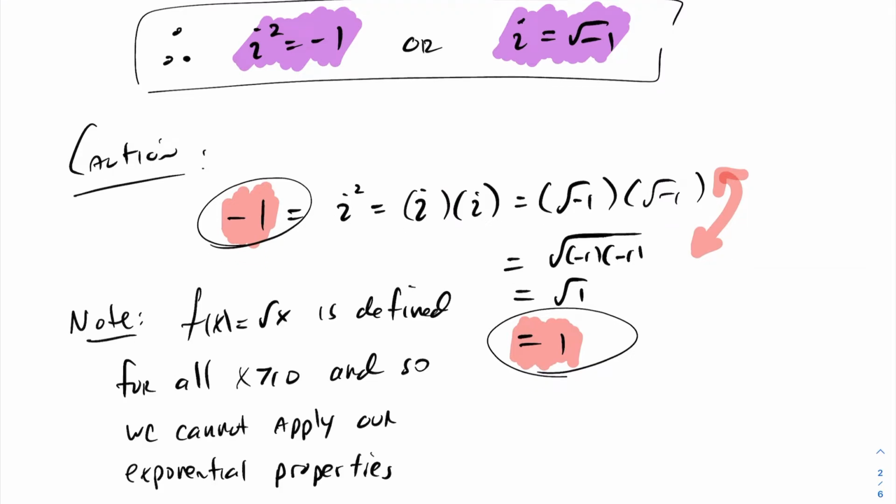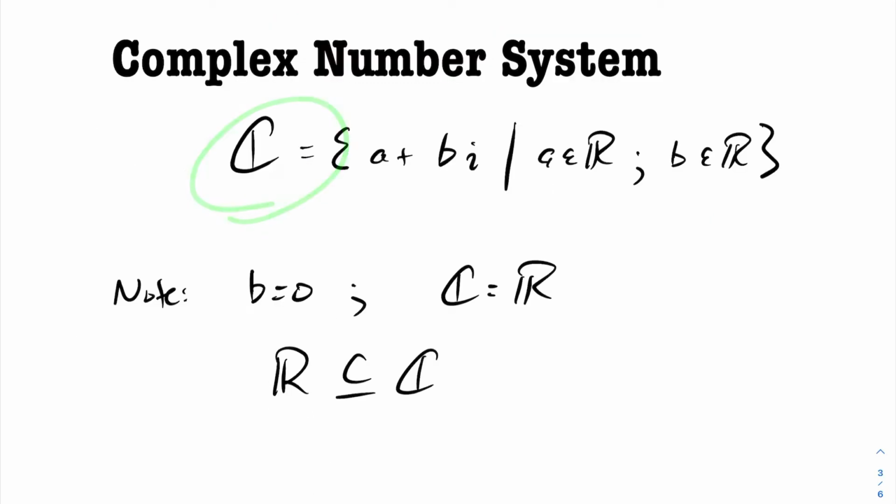Okay, so we've just defined a complex number. Let's take a look at defining the complex number set now. Your complex numbers are denoted as follows, and it's the collection of all a plus bi, such that a and b are any real number.